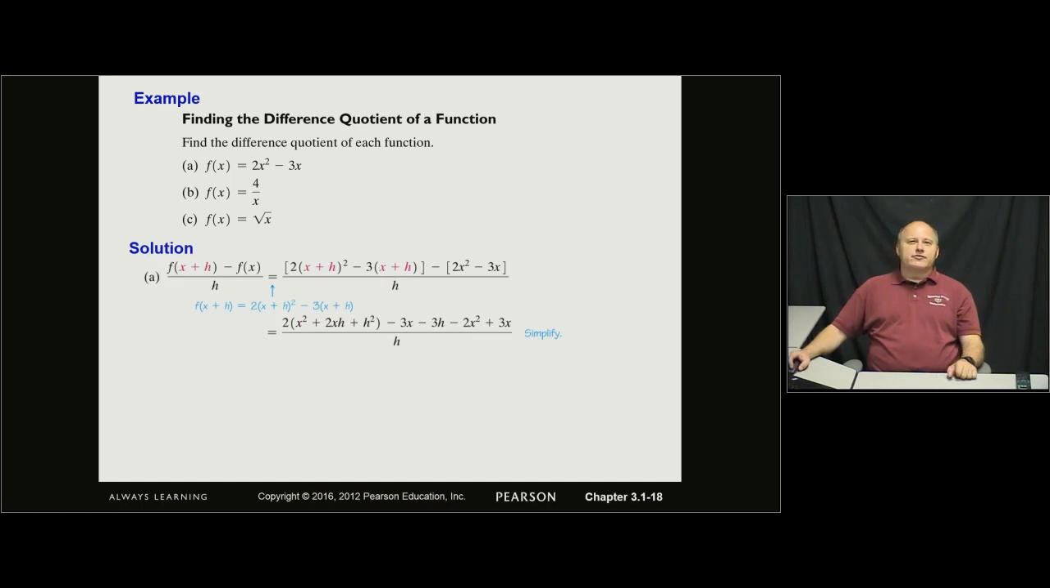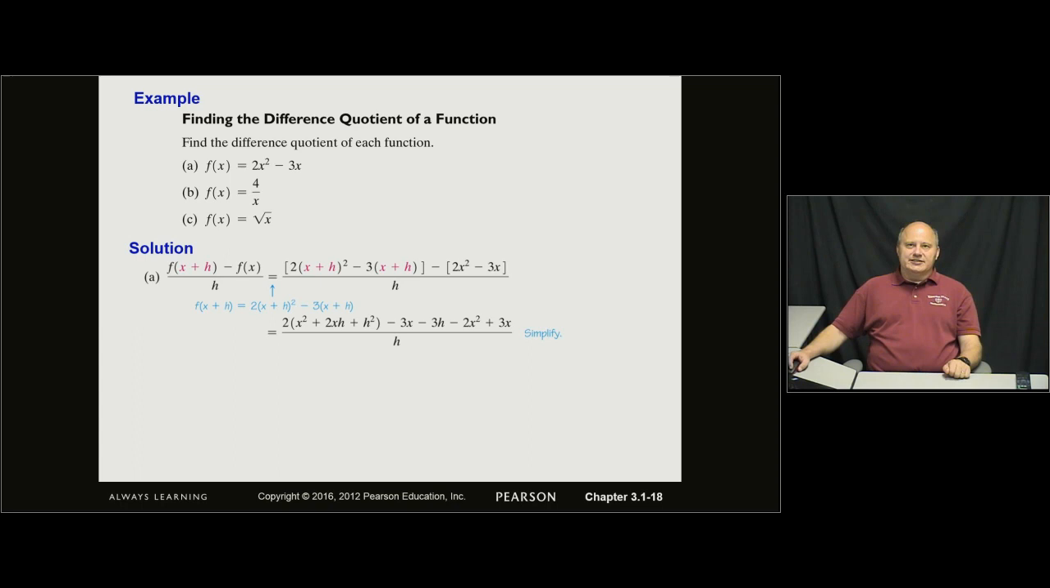Let's look at the solution for the first one. It's f of x plus h minus f of x, all over h. Again, I'll give that to you. Now, what is f of x plus h? You plug x plus h into the formula, so it's going to be 2 times x plus h squared minus 3 times x plus h. That is f of x plus h. But that's not all. Now you have to subtract the function, so you subtract 2x squared minus 3x, because that's what the function is.